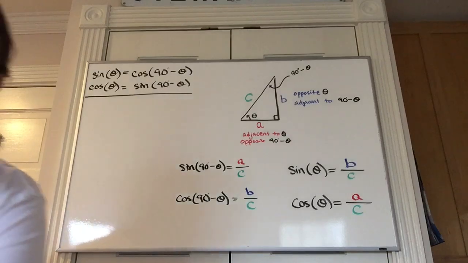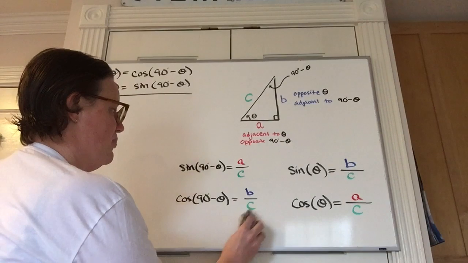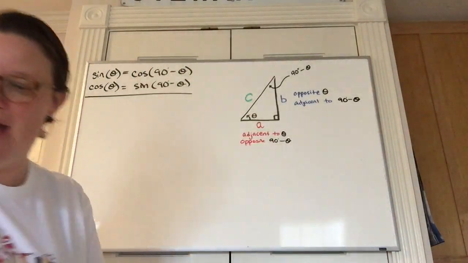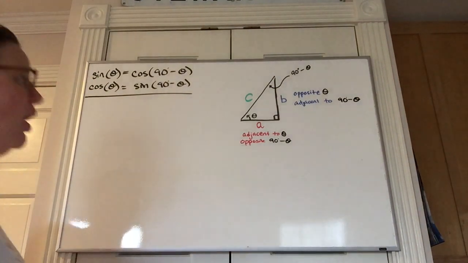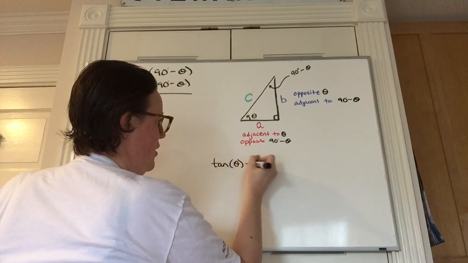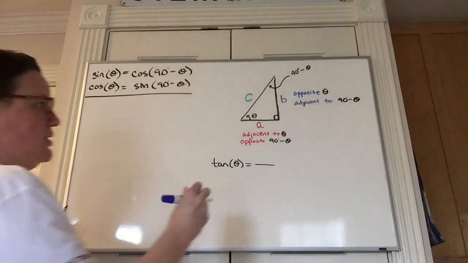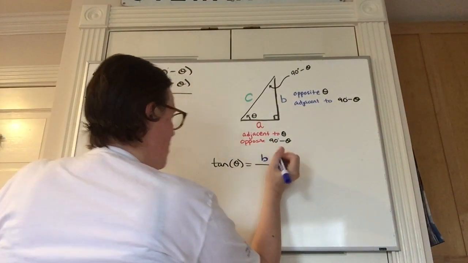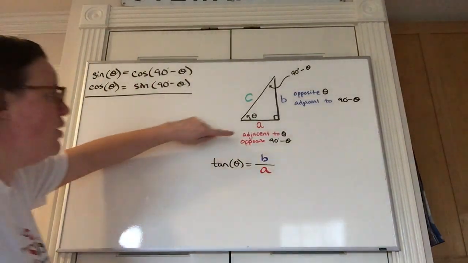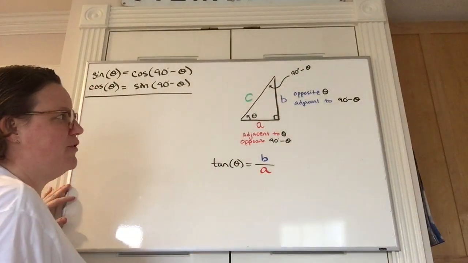Now I said that this co-function relationship actually worked for all the trig functions. And so I'm going to point out how that applies to another trig function. Let's say I tried to write down the tangent of theta. The tangent of theta, I know, is just going to be the side opposite theta relative to the side adjacent to theta. So that's going to be B over A. And what I want to point out is B over A is also a trig value for the complement. It's also a trig value for 90 minus theta.